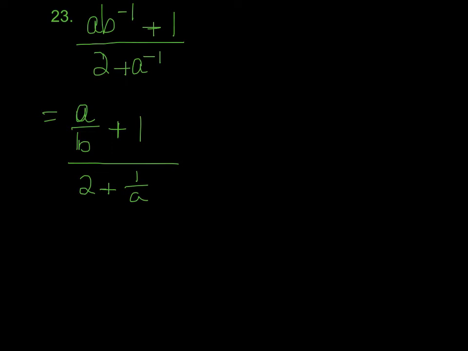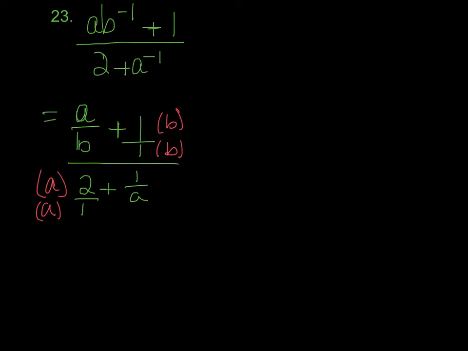So basically now I have a complex fraction. I'm going to take these constants here and put them over 1, and I'm going to look for a common denominator. Looking at the numerator, if I multiply both the numerator and the denominator by b, that will give me a common denominator. And in the denominator, I'm going to multiply both the top and the bottom by a, and that will also give me a common denominator.